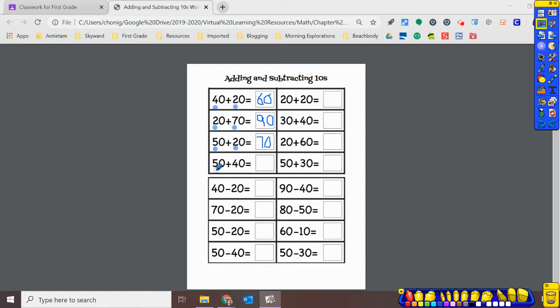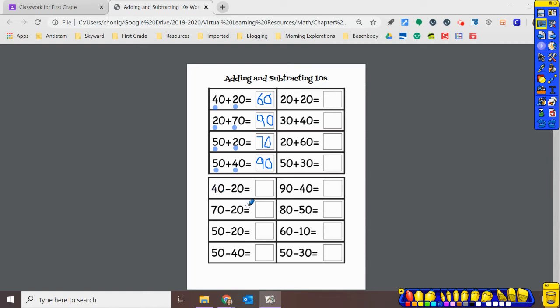All right. The next one we have is 50 plus 40. So I'm going to put a dot under my numbers. 5 plus 4. What's 5 plus 4 more? Well, let's count on. Here we go. 5, 6, 7, 8, 9. So I'm going to put my 9, and I have to remember to add that 0. All right, so that is adding tens, groups of 10.